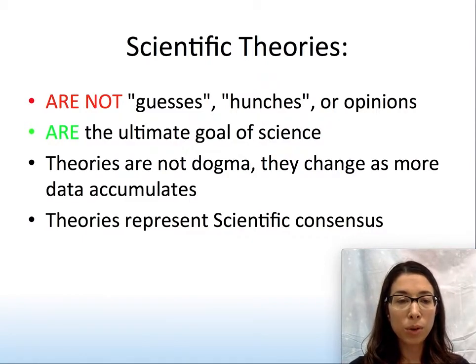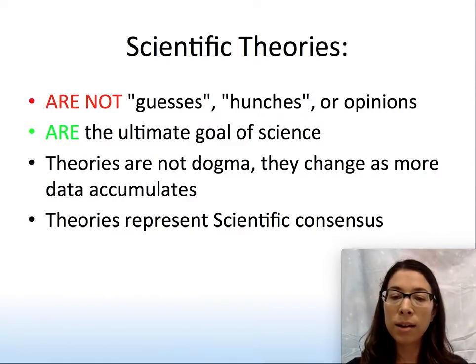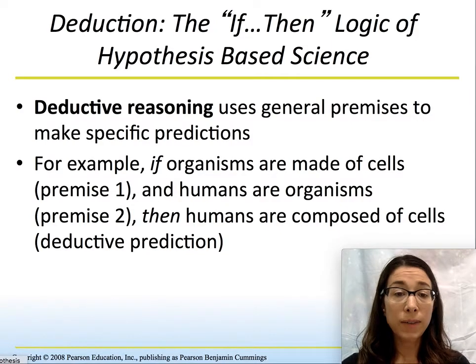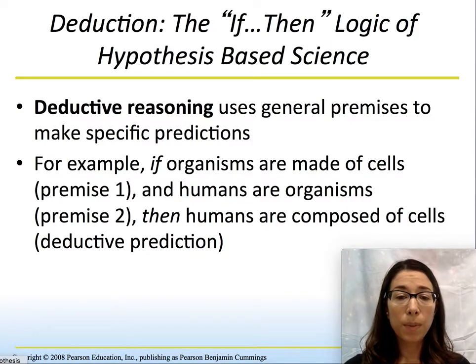So for example, Pluto, right? At one point we decided collectively that it was a planet, and then scientists accumulated additional data and decided that maybe it did not fit the criteria of being a planet anymore. Theories represent scientific consensus. Science uses a lot of deductive reasoning. So, for example, if organisms are made of cells, and humans are organisms, then humans are composed of cells. So if we see one thing, and that's linked to another thing, or if 1 is 2 and 2 is 3, then 1 is 3 in the deductive reasoning method.